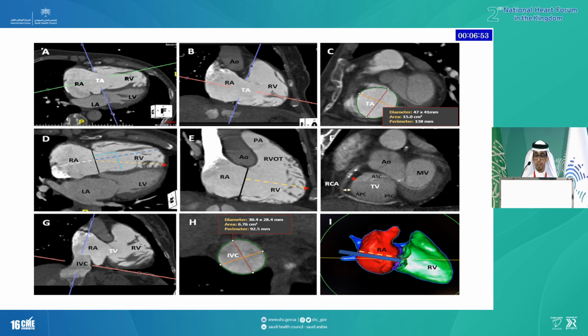In conclusion, CT is an important tool to plan your structural intervention and to avoid the expected complications. Thank you.